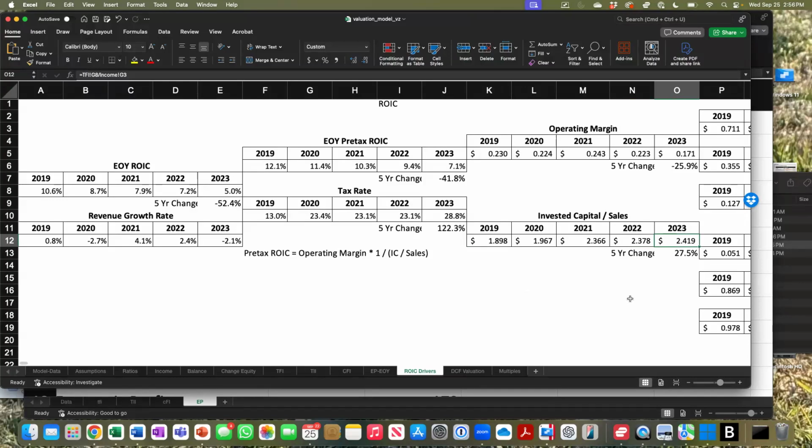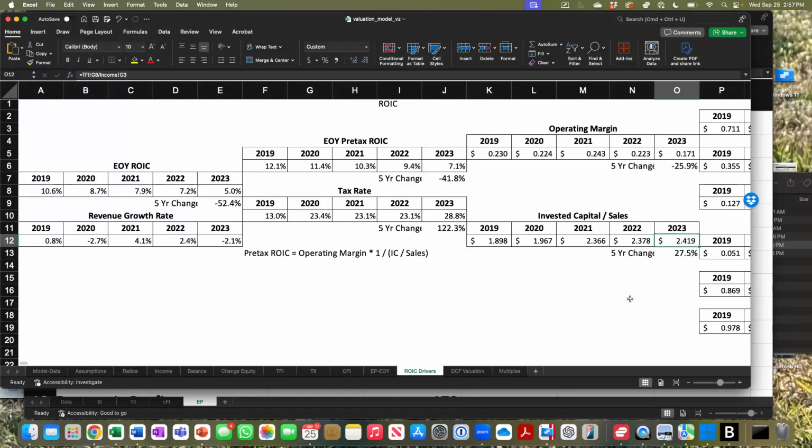All three drivers are causing Verizon's ROIC to go down. They're spending 50 cents more per dollar to drive $1 of sales. They make 6 cents less every time they sell that dollar. And they're paying higher taxes for that purpose. When you put all that together, it's pretty clear why Verizon's share price has not been doing well.